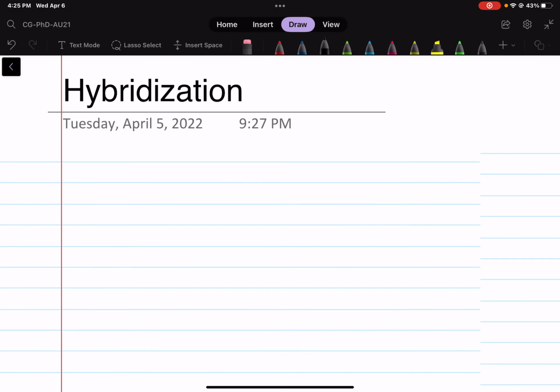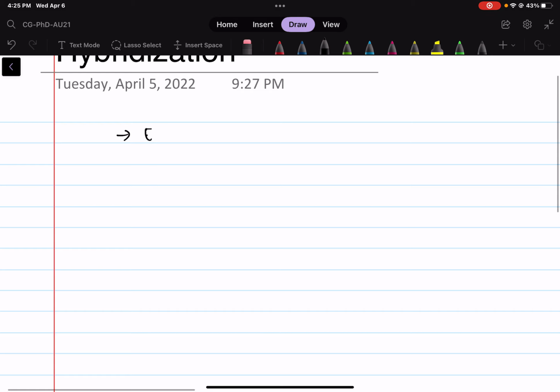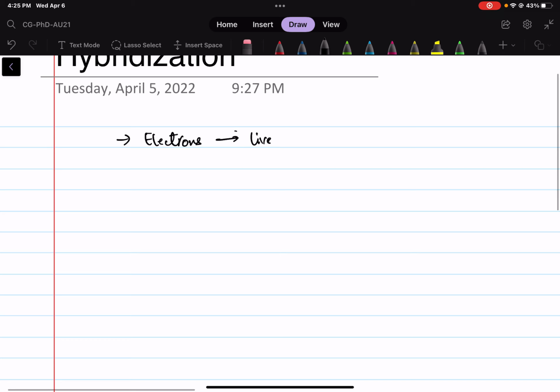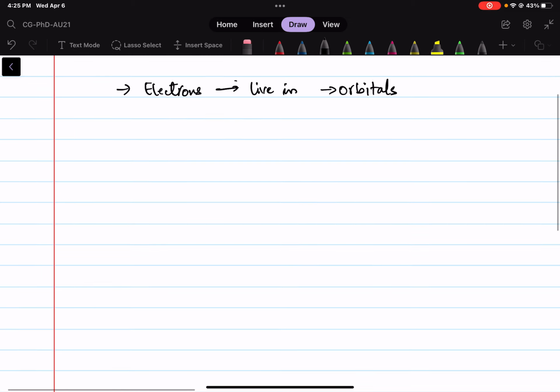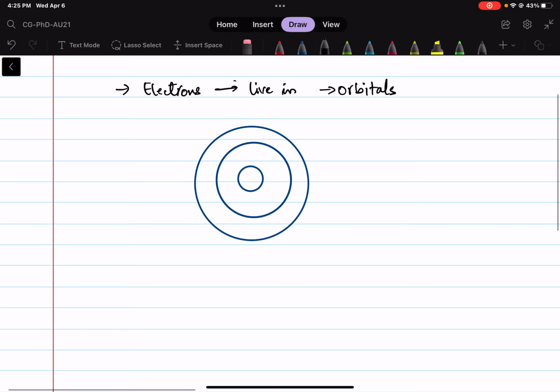Right, so this video will focus on hybridization of atomic orbitals. If you all remember, we studied that electrons live in orbitals inside an atom. So, what we had is an atom with different shells. The guy in the center is the nucleus, which has protons and neutrons, and then electrons are sitting around the shells.